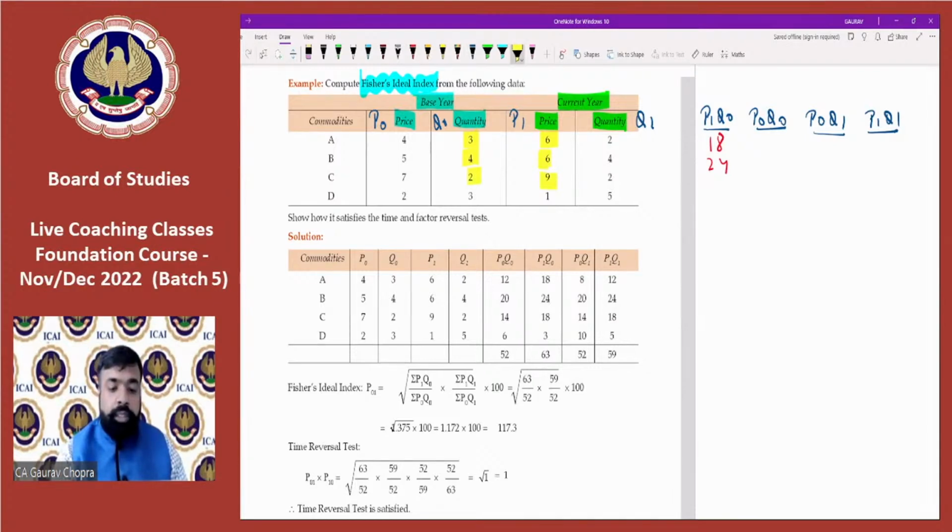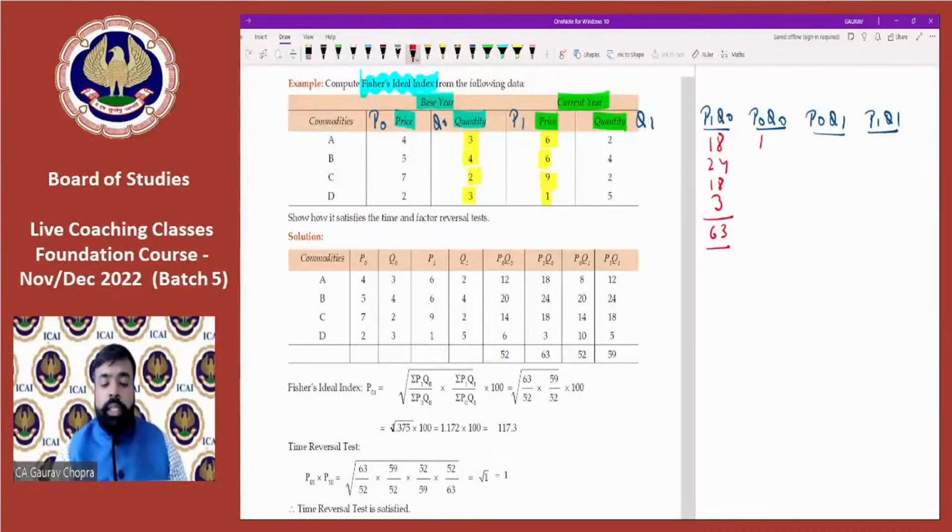9 into 2 is 18. And 1 into 3 is 3. Now we can have the total. How much is coming? 63. This is P1 Q0. Then comes P0 Q0.